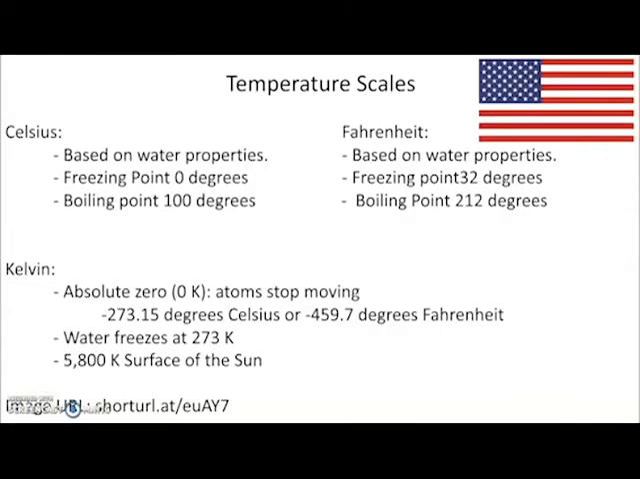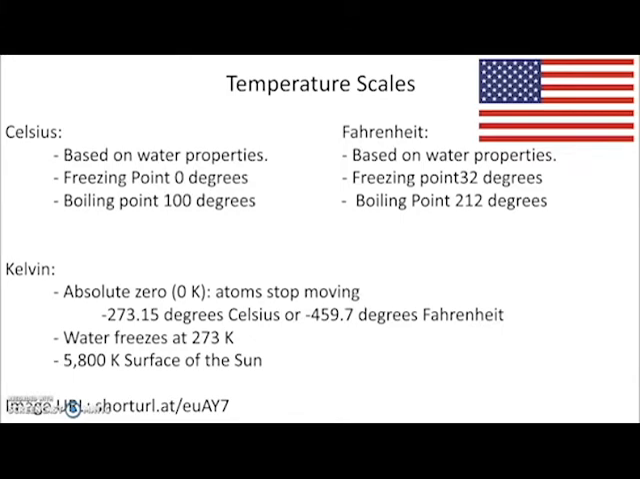Here we have the three temperature scales that measure temperature. This includes Celsius, Fahrenheit, and Kelvin. The main difference is that Celsius and Fahrenheit are based on water properties, while Kelvin is in reference to absolute zero. Absolute zero is the temperature at which atoms and matter stop moving.